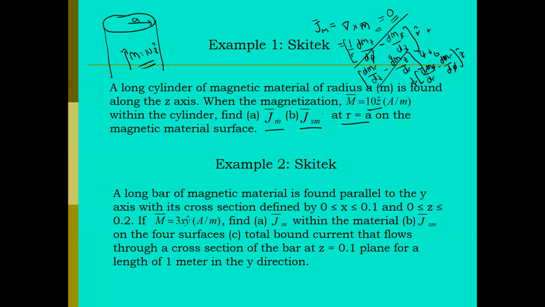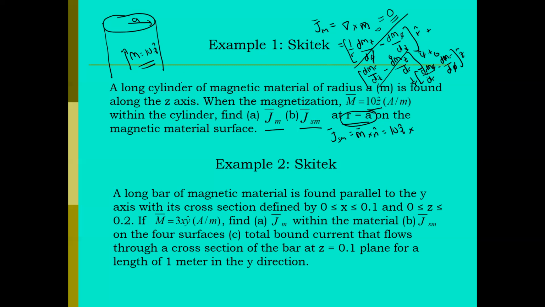The second one, you need to find the JSM at r equals a. From the equation of JSM, which we have learned, JSM equals the M vector cross product with the n unit vector. We have M of 10 z cross product with the n unit vector, and this problem is to find the JSM at r equals a.